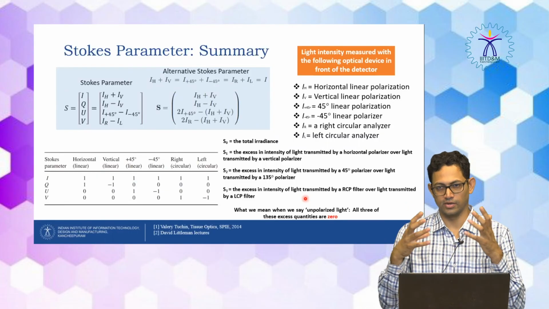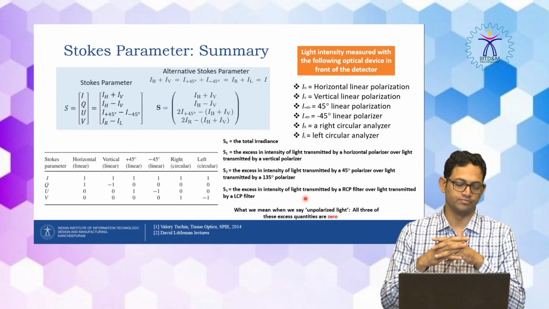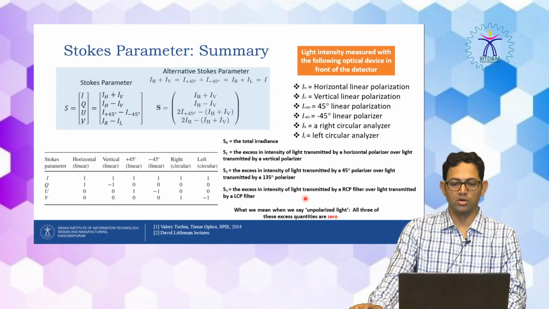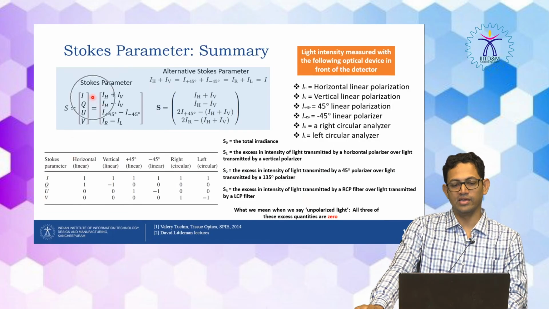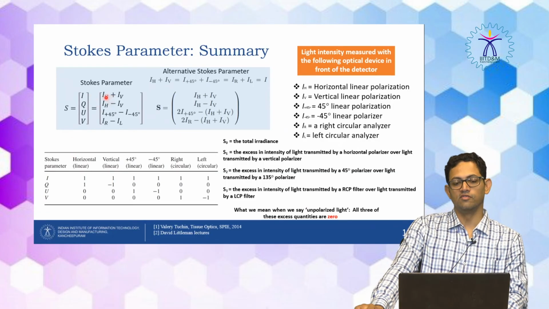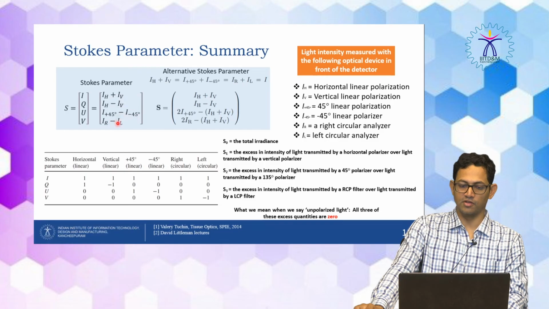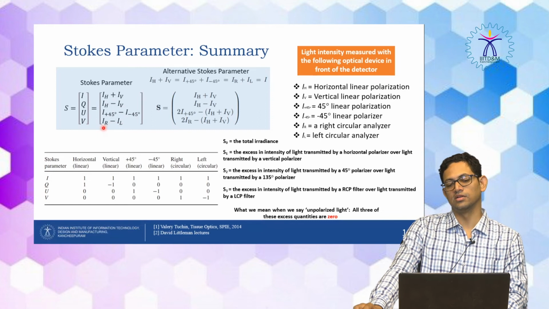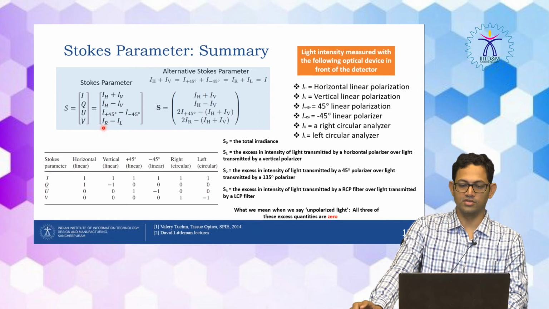Okay, so let us summarize the Stokes parameters, and next class we will talk about the Jones vector, another way to quantify the polarized light source. The Stokes vector is given by I, Q, U, V, given by IH plus IV, IH minus IV, I of plus 45 minus I of minus 45, and then V is given by IR minus IL. IR means the intensity in right circular polarized, IL means left circular polarized.